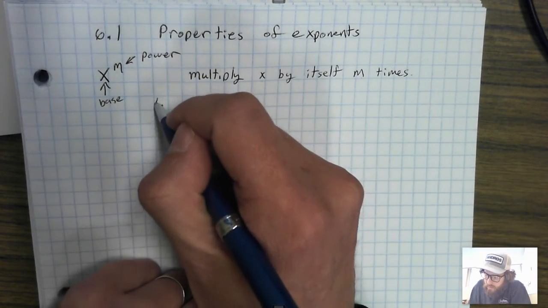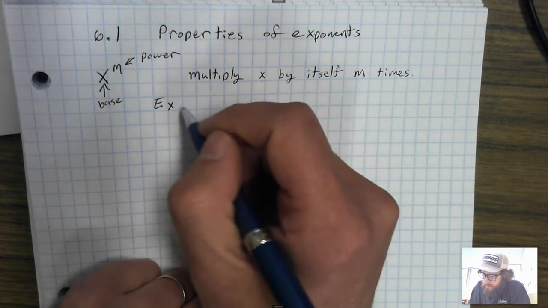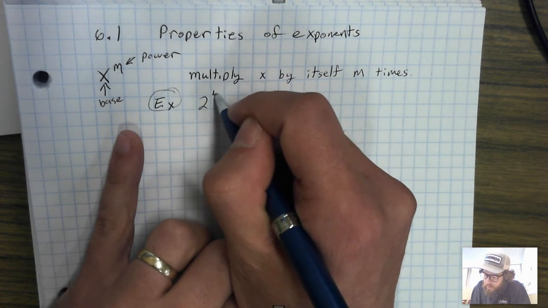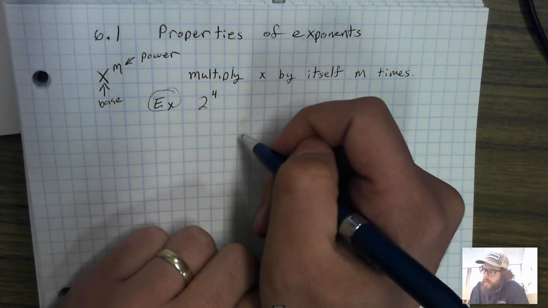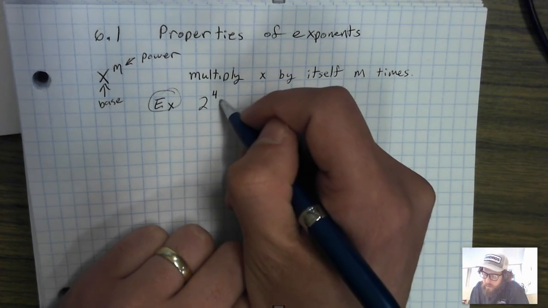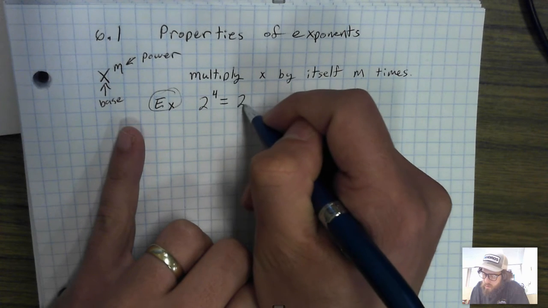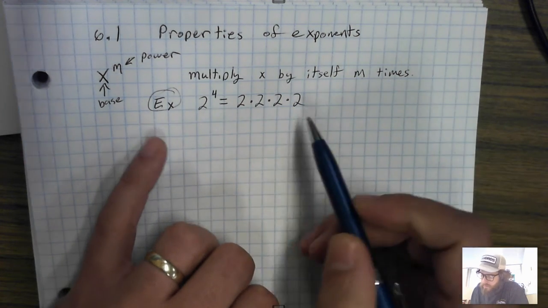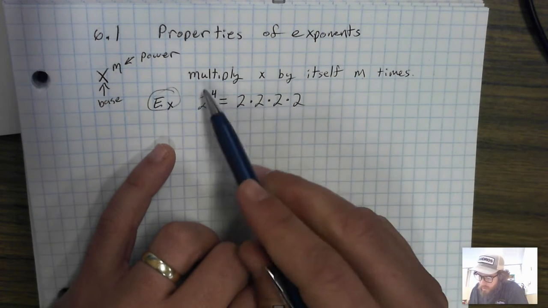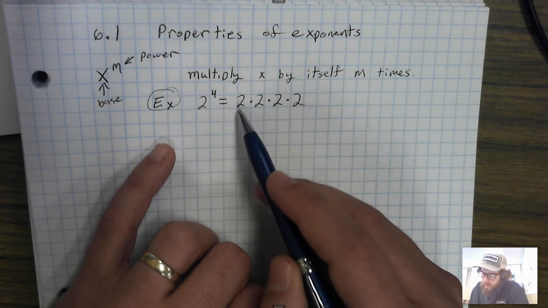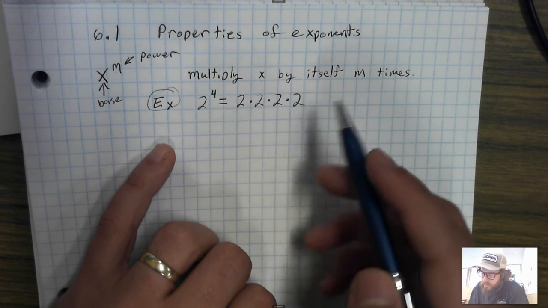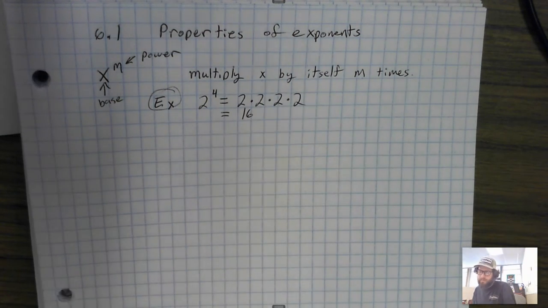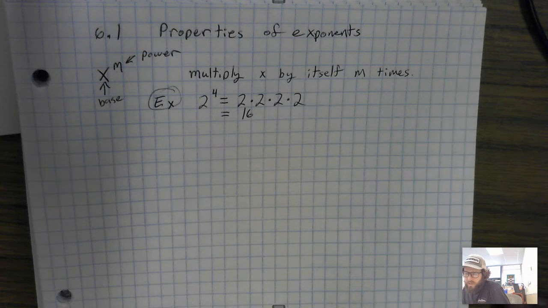So, first example would be something like this. Say you had something like 2 to the 4th, where 2 is my base and 4 is my power. So 2 to the 4th would be 2 times 2 times 2 times 2. There are 1, 2, 3, 4 2's. The power is 4. So 2 times 2 is 4, times 2 is 8, times 2 is 16. 2 to the 4th is 16. So there's a simple example of an exponent.